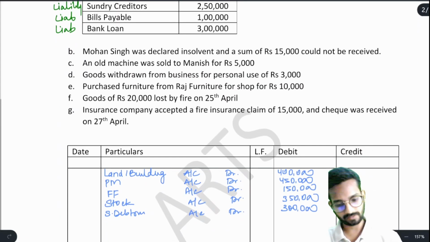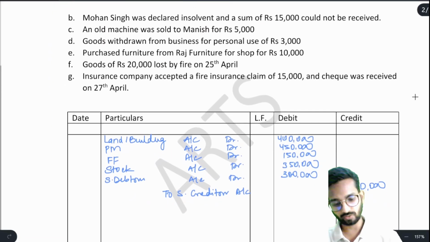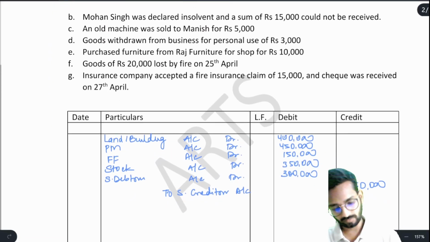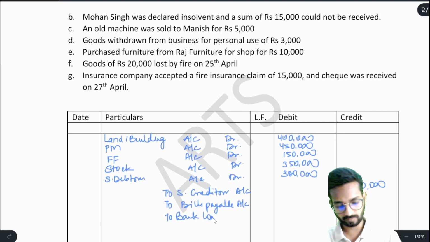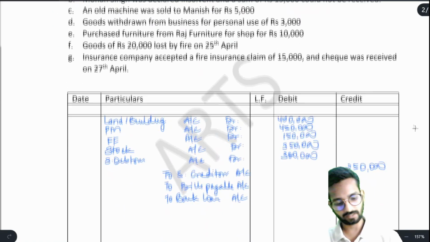Sundry creditors is a liability, so we'll write to sundry creditors account 2,50,000 on the credit side because it is our liability. To bills payable, to bank loan. How much? 1 lakh and 3 lakh.